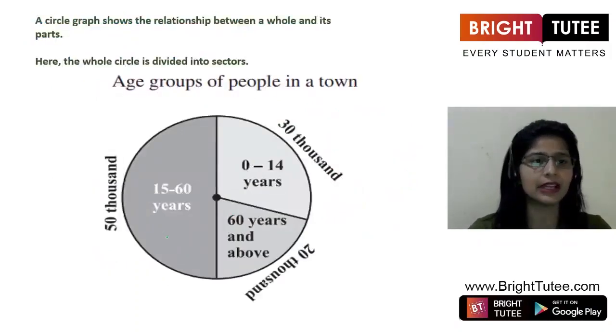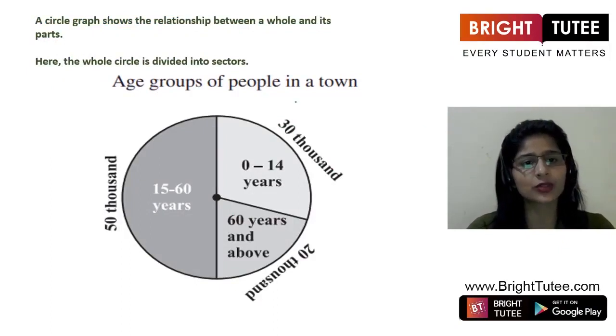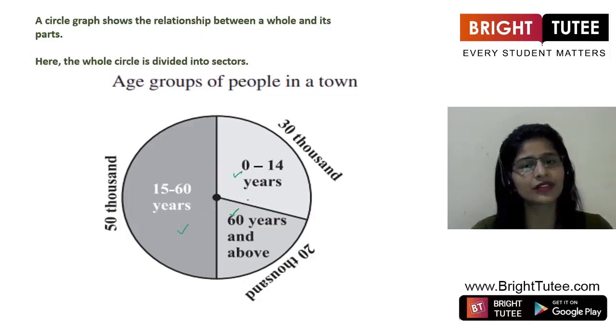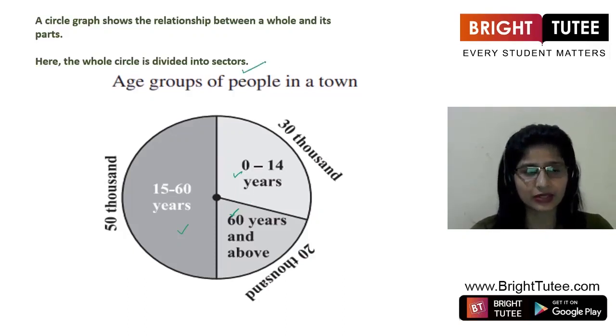Here is another example showing age groups of people in a town, right? There are 50,000 people who are between the ages of 15 to 60. If we take the age group 0 to 14, then it is 30,000, and 20,000 are 60 years and above. So what we are doing is dividing the whole circle into sectors. You see, this is a sector, this is a sector, this is a sector. We divide the circle into different sectors in proportion to the quantities given. So the whole circle is divided into sectors, and a circle graph shows the relationship between a whole and its parts.